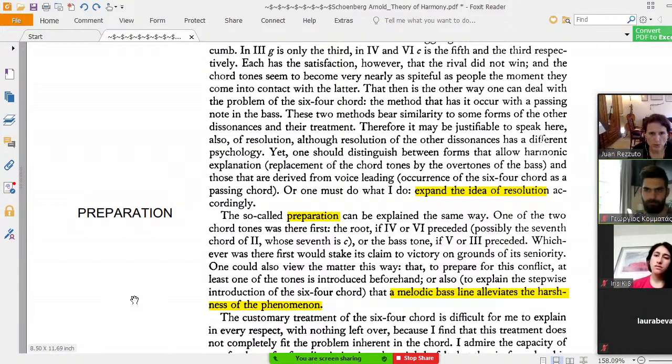One should distinguish between forms that allow harmonic explanation, as the overtone of the bass, which is the first explanation, which is very solid, by the way, I believe. And those that are derived from voice leading. And this is where prolongational harmonies take place. Or at least related to it. Occurrence of the 6-4 chord as a passing chord. One must expand the idea of resolution accordingly.